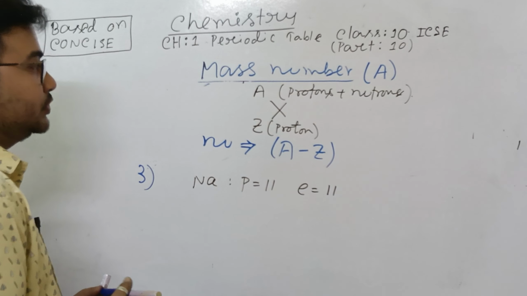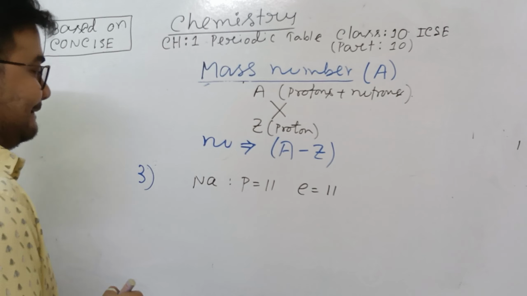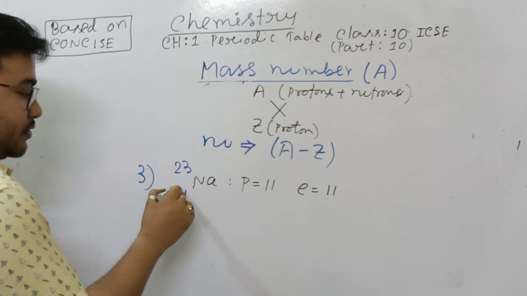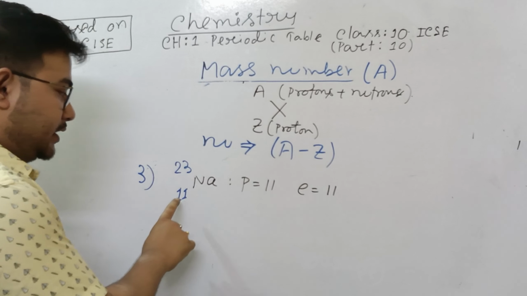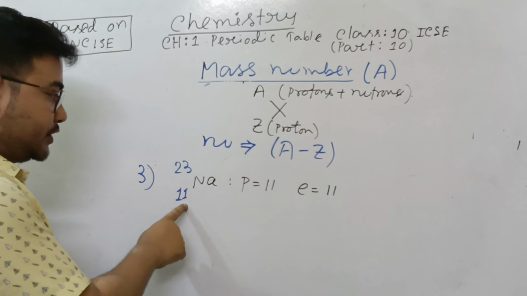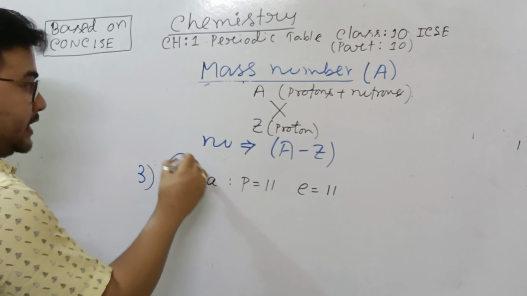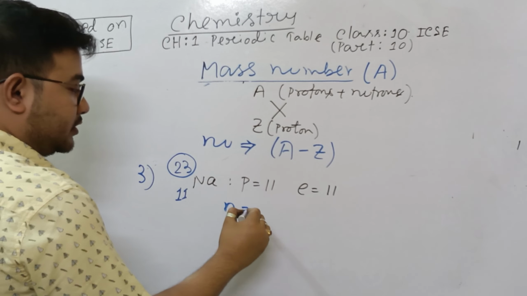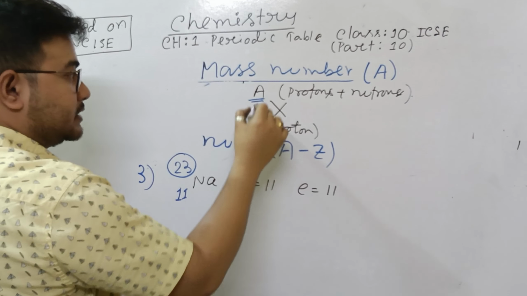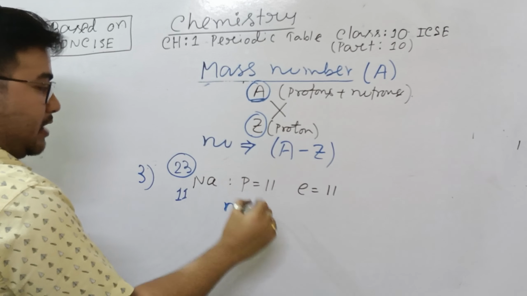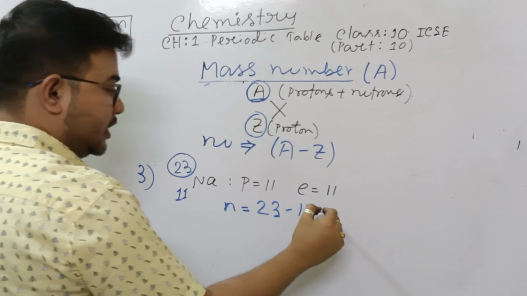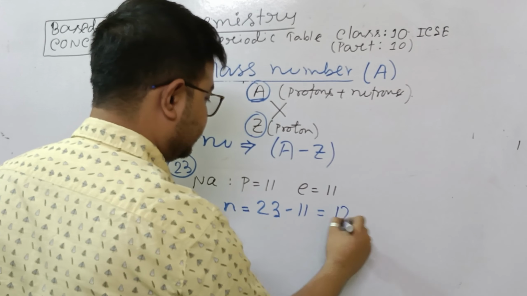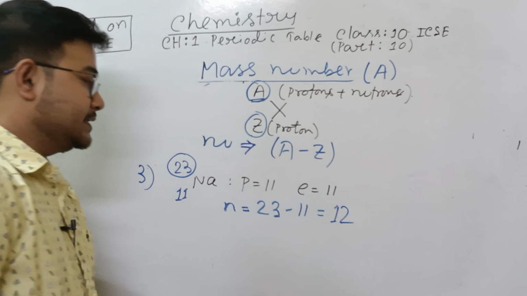Okay, so in case of sodium, 11 and 23. Why is it 23? I already discussed, it is odd. So what is the formula for odd? Into 2 plus 1. So 11 into 2, 22 plus 1, 23. So 23 is the number of proton plus neutron. So what is the number of neutron? Mass number minus atomic number. Mass number is 23, atomic number is 11. So what is the answer? 12. Here the answer is 12.